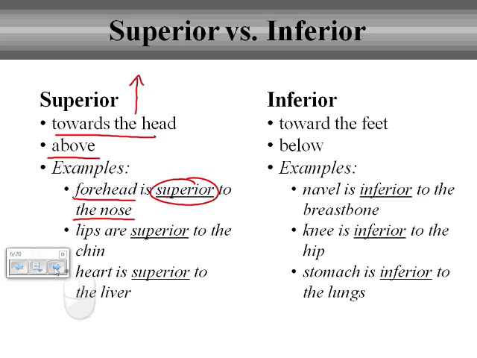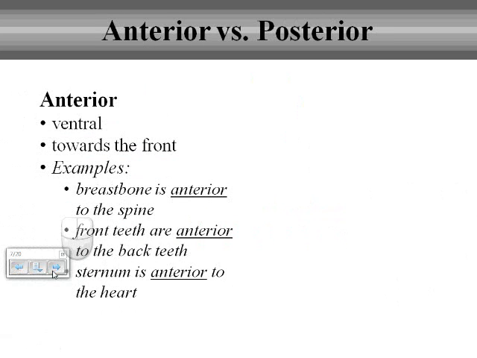Inferior is the opposite. Inferior would be below. If you feel that you're inferior to someone, you think that you're lower than them, not as good as them. Again, we're using relative terms. So the breastbone versus the navel: the navel is inferior to the breastbone. The navel is below the breastbone. So we're always using reference points when we're using these terms.